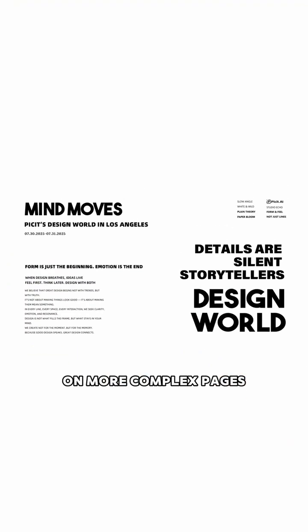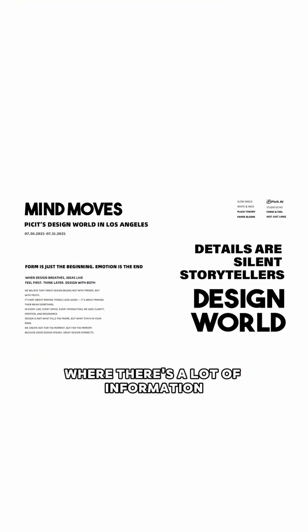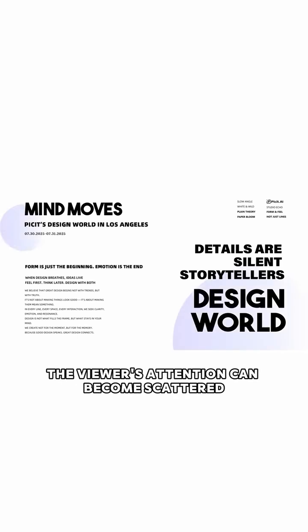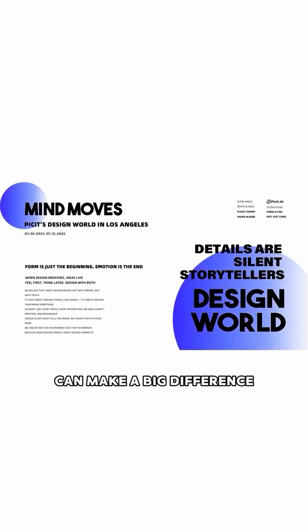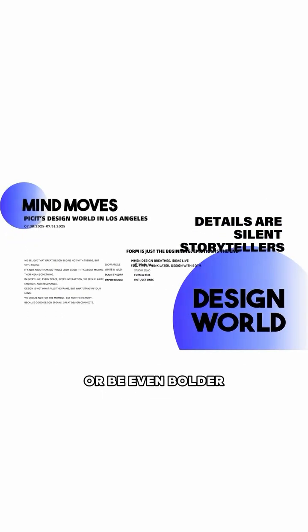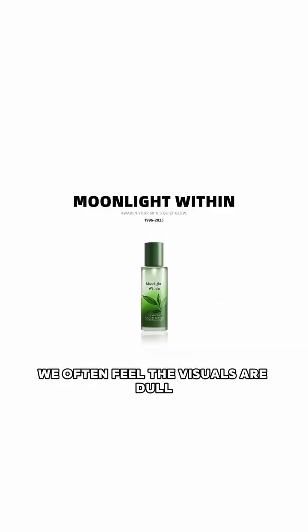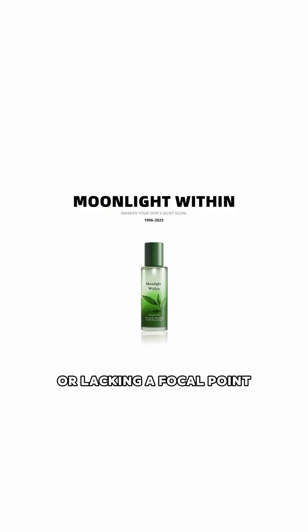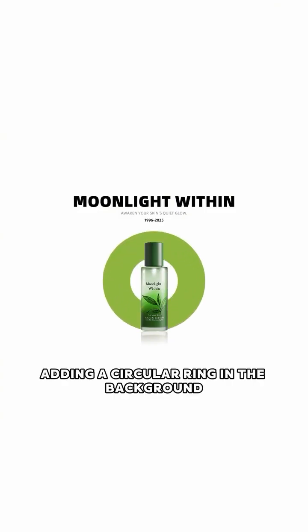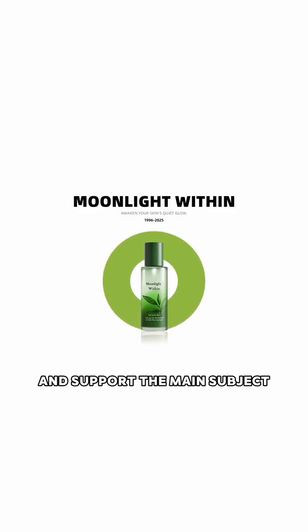On more complex pages, where there's a lot of information, the viewer's attention can become scattered. A simple circle in the background can make a big difference. Or be even bolder. You might be surprised by the result. In everyday e-commerce or H5 interface design, we often feel the visuals are dull or lacking a focal point. Adding a circular ring in the background can help highlight and support the main subject.